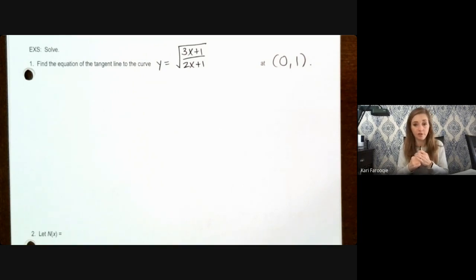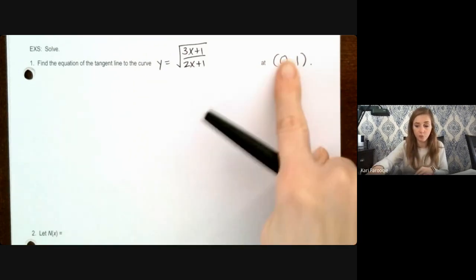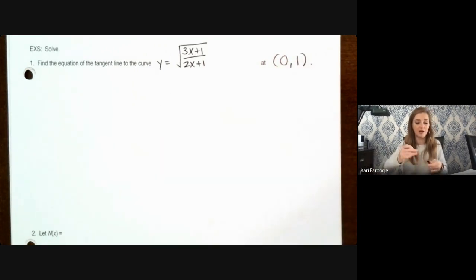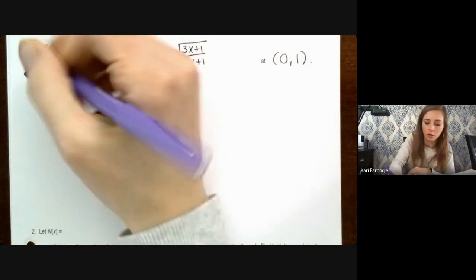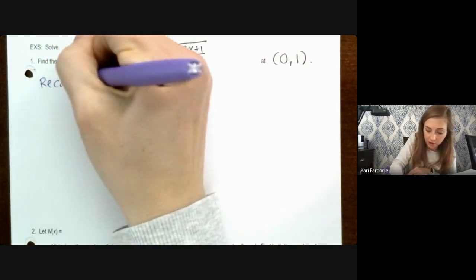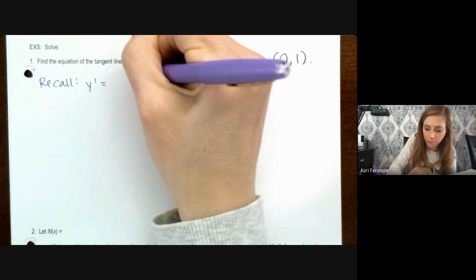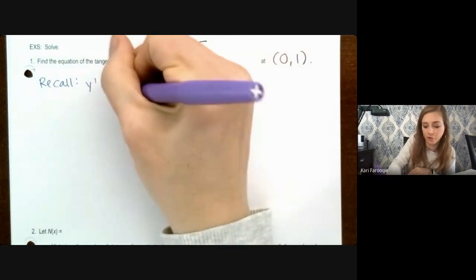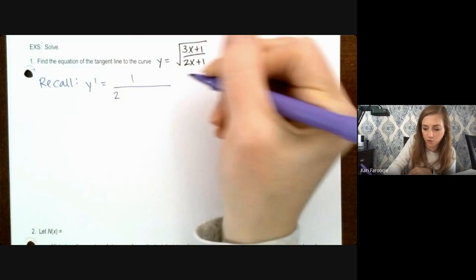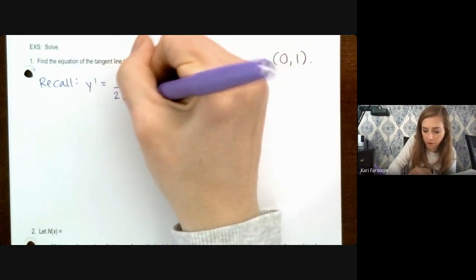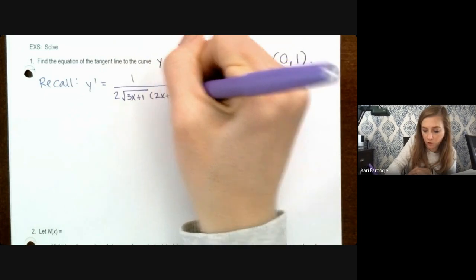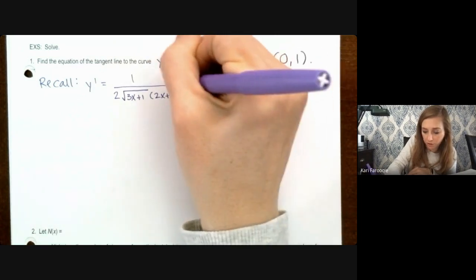It's very important I give you that point. In order to find an equation for the tangent line, I need a point and a slope. We have a point. We just need a slope. In order to get the slope, I'm going to use the derivative. The derivative gives me a general formula for finding the slope at any point that you are given. So I'm going to pull back our derivative. Recall, I know it was only like a minute and a half ago, that y prime was 1 over 2 times the square root of 3x plus 1 times 2x plus 1 to the 3/2 power.